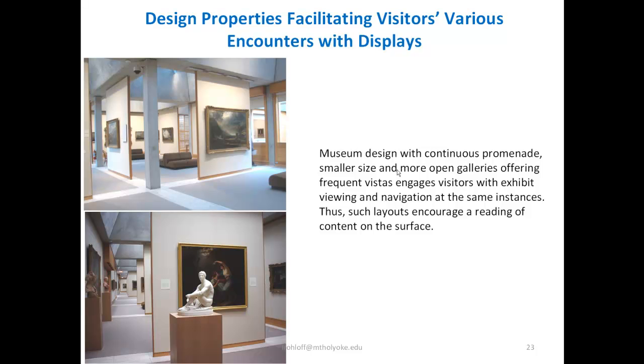So this brings us to some conclusions about how different design properties facilitate visitors' various encounters with displays. As characterized by Yale Center for British Art, museum design with continuous promenades, smaller sized galleries, and more open galleries offering frequent vistas to further areas engages visitors with exhibit viewing and navigation at the same time. So one can argue that this creates a less focused way of reading, but maybe reading the entire exhibition more on the surface as a visual array.